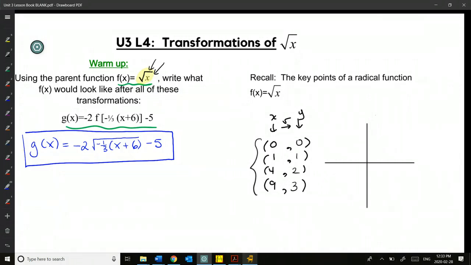Okay, and then just a reminder of what this function looks like. It looks almost like half of a quadratic on its side. So it's like half a curve here.